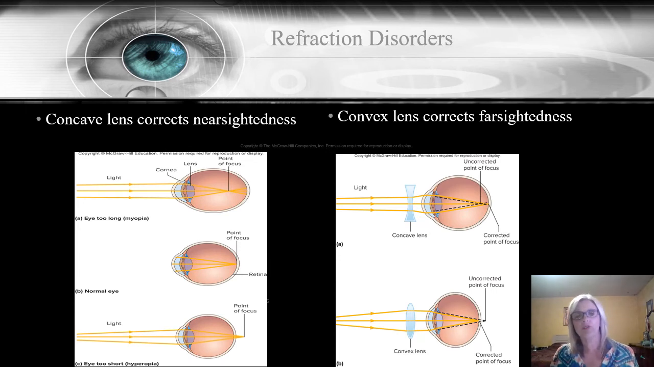When we correct vision, we use our understanding of the concave versus convex in order to cause light to refract and scatter, or to converge if we need it to get together. And so these images here are showing you that correction. Okay, so for myopia, you would use a concave lens. If the eye is too long, you have myopia, you would use concave, which is going to help to get that adjustment. And then for hyperopia, you would want to use convex to adjust.